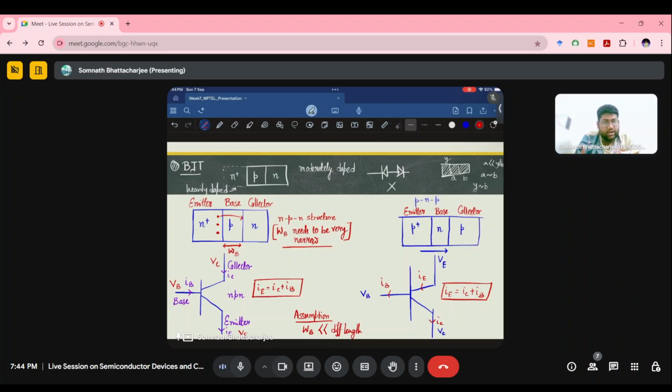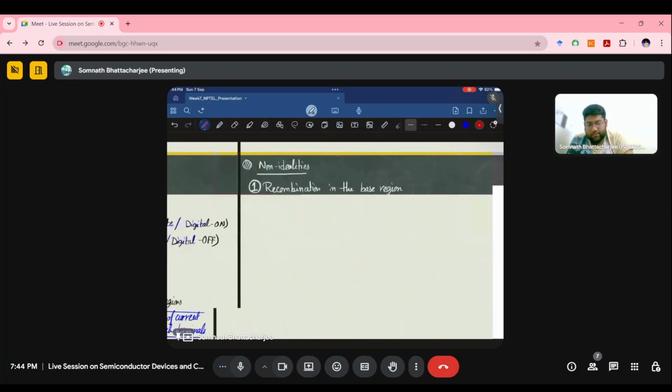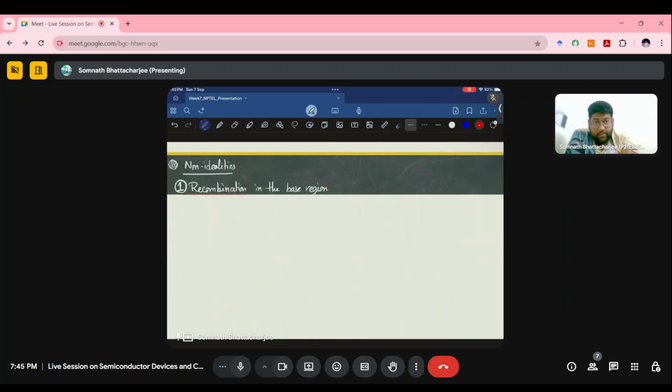So what is a diffusion length? A diffusion length is the average distance traveled by a minority carrier before it can recombine. It can be without any energy or something, then it will recombine with another particle. So the main thing here is that the base width should be very, very small, because it should be less than the diffusion length. Now, the basic definition of a diffusion length, let me write it down first, I guess.